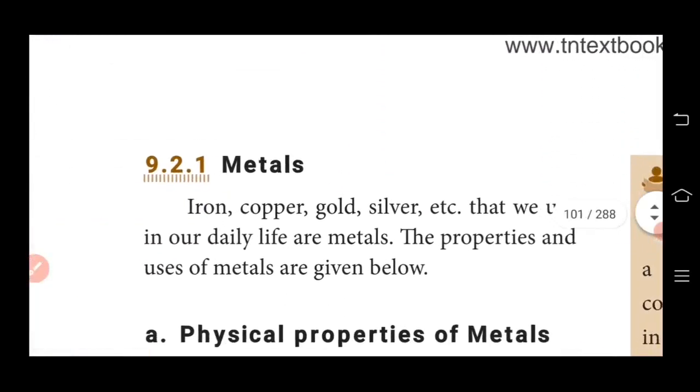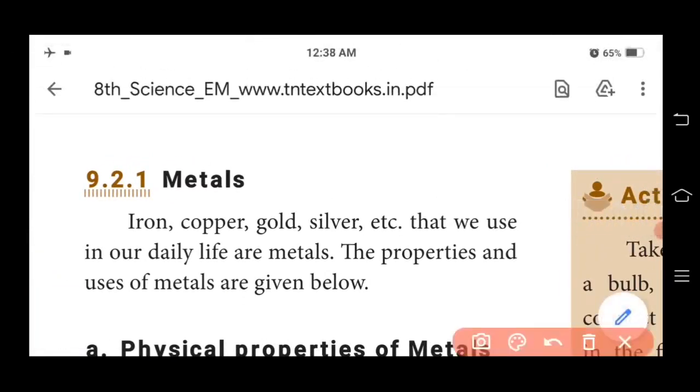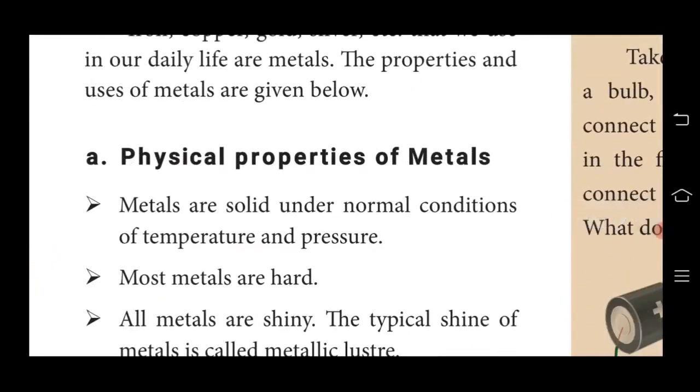First topic is metals. Here they have given some examples for metals. First one is iron, second one is copper, third one is gold, and fourth one is silver. These are all examples of metals that we use in our daily life. The properties and uses of metals are given here. First one is the physical properties of metals.